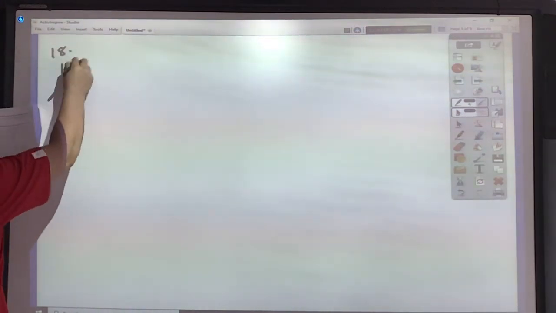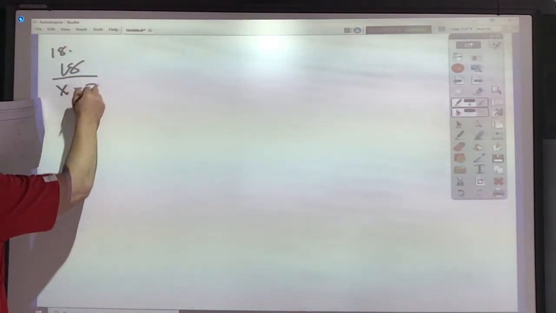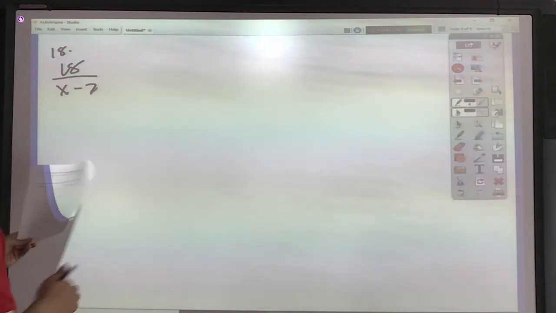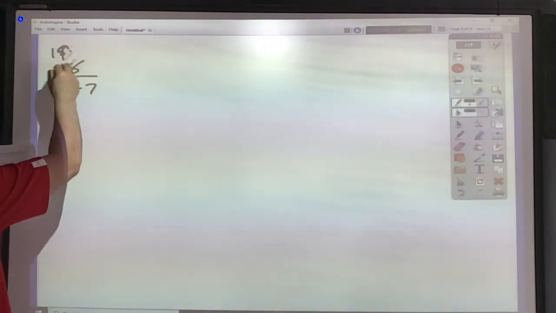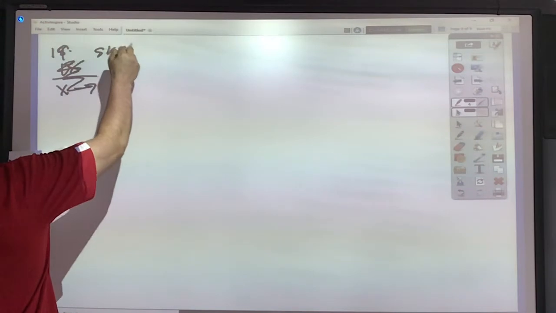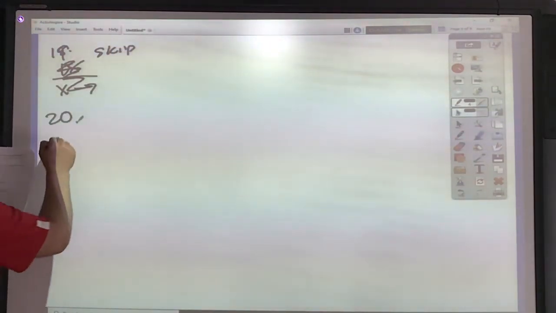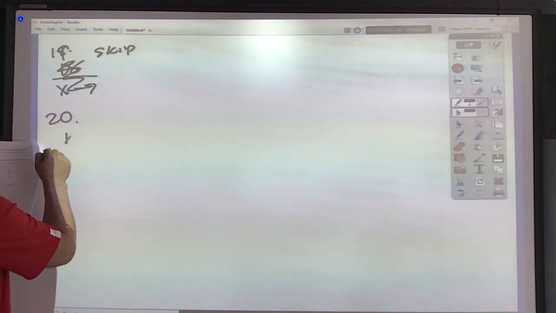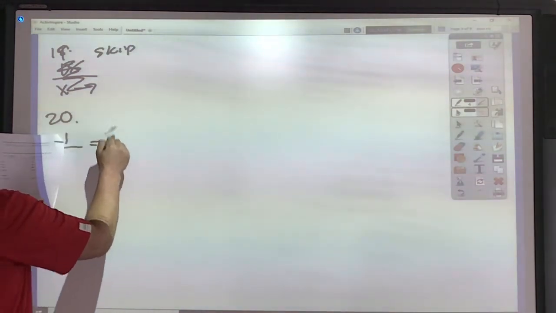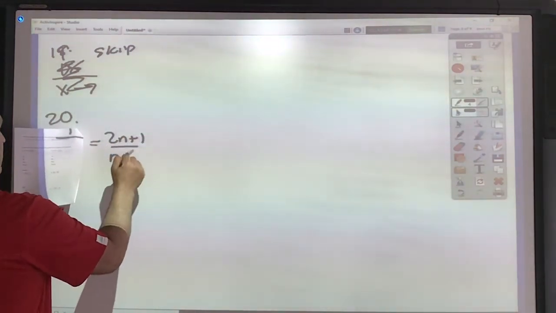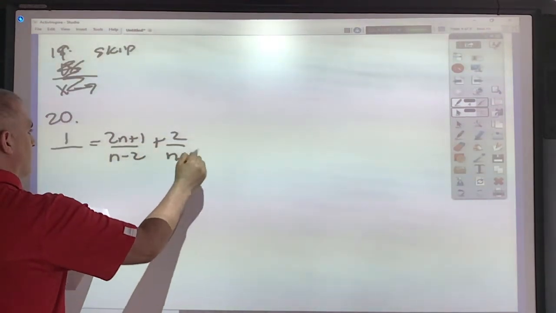Okay, I got 18 over x minus 7. Actually, this is 19. We're going to skip 19. I'm going to go right to 20. Okay, all right. So I got 1 equals 2n plus 1 over n minus 2 plus 2 over n plus 4.